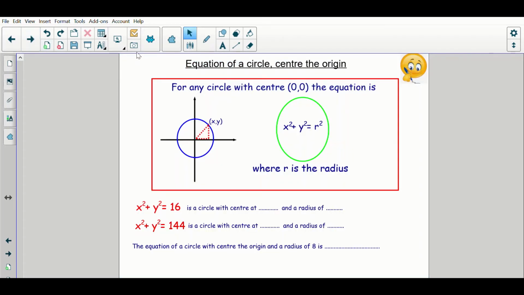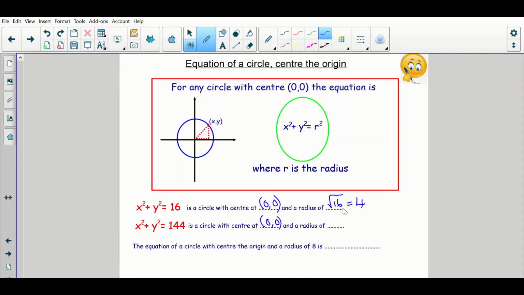So for our notes then, equation of a circle, centre the origin. The form of the equation will always be x squared plus y squared equals r squared, where r is the radius. So having a look at these two examples down here, if I've got x squared plus y squared equals 16, I know my centre will be at 0, 0 and my radius will be the square root of 16, which is 4. x squared plus y squared equals 144. Centre again 0, 0, radius, square root of 144, which is 12.